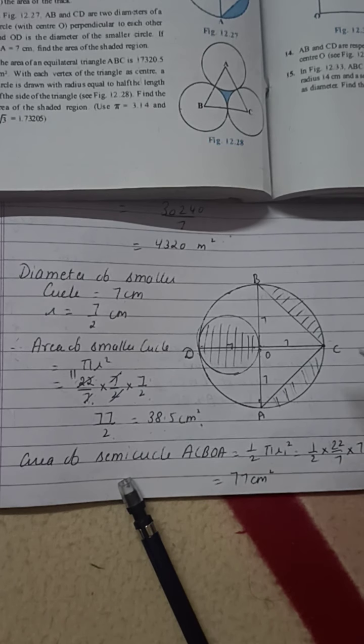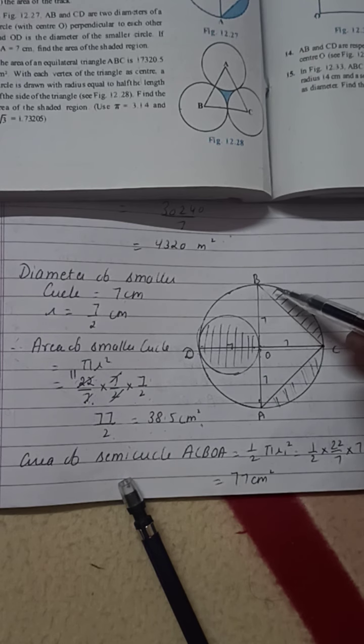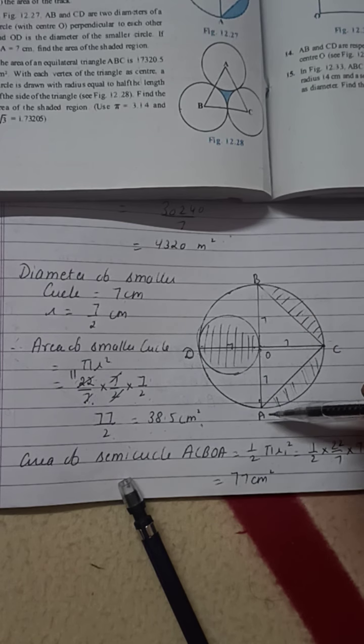Now you can check here. I want to find this shaded area. So how will I find that? You can see that this is a semicircle. In the semicircle, if I subtract the area of ACB, I will get the area of the shaded region. How will I do this? You can check here.